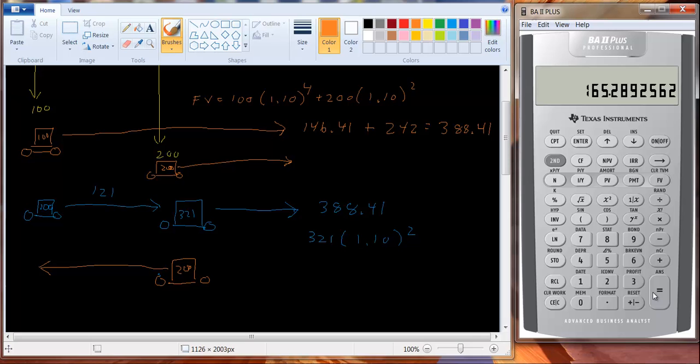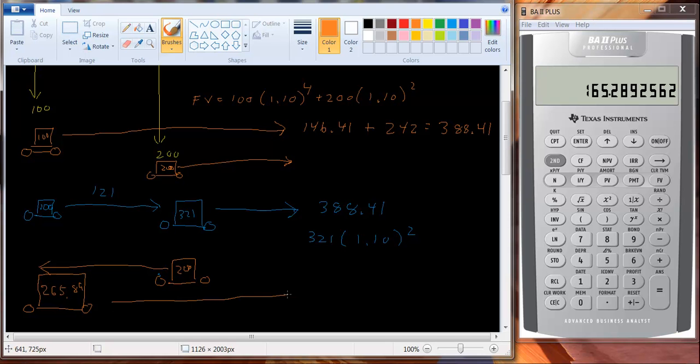So that's 165.29. And then the two of these, so add that to the 100, so we're going to have what, 265.89? And then they're going to drive all the way out 4 periods.